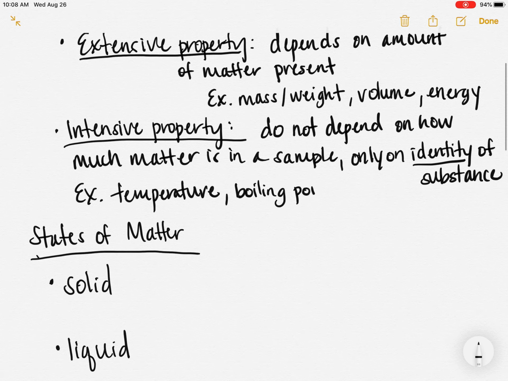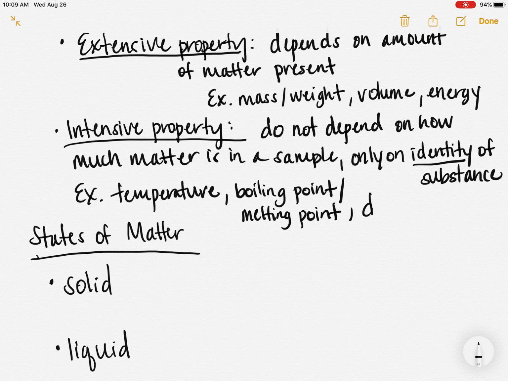Boiling point. And then along with boiling point would be melting point. Okay, so the temperature at which something boils has nothing to do with how much matter is in that sample. So water always boils at 100 degrees Celsius, regardless of if you have a small cup of water or a huge soup pot of water, okay? So boiling point and melting point are independent of how much matter there is, but they are dependent on the identity, right? Water boils at a different temperature than, say, rubbing alcohol, okay? Those are two different things, and that's why they boil at two different temperatures.